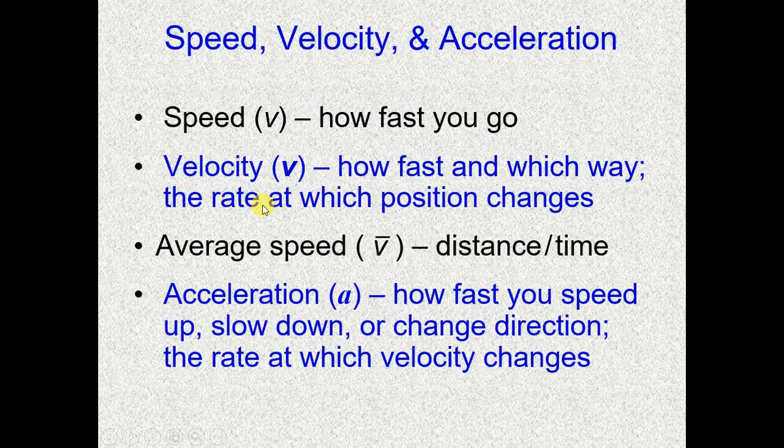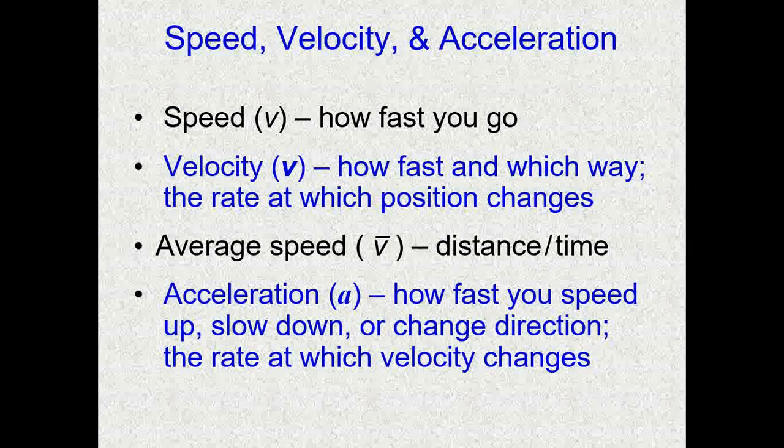Now speed, velocity, and acceleration. We understood all these in the previous slides, but I will just explain them as an overview of this chapter. Speed is how fast you go, and velocity is how fast and which way, the rate at which position changes. The average speed is distance upon time. And acceleration, a, is how fast you speed up, slow down, or change direction, the rate at which velocity changes.